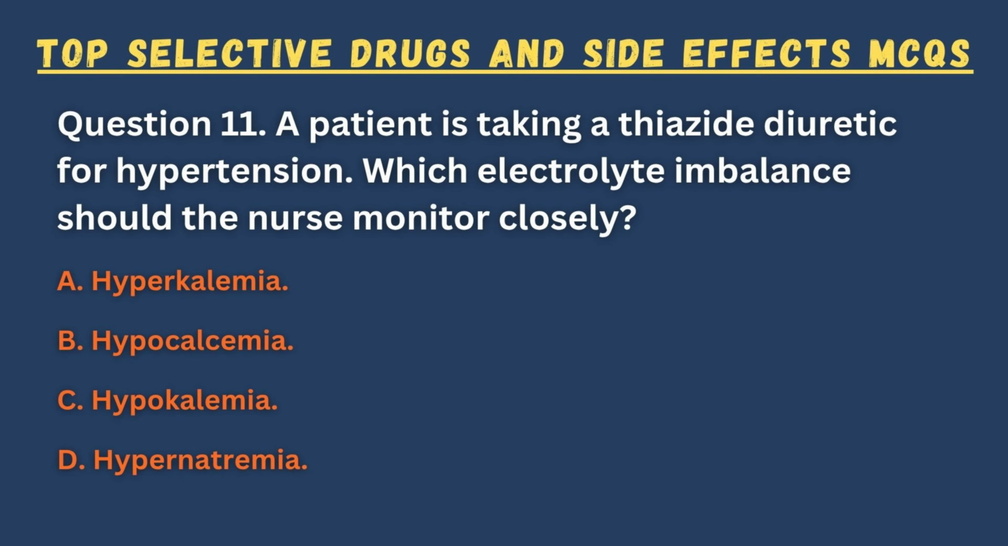Question 11. A patient is taking a thiazide diuretic for hypertension. Which electrolyte imbalance should the nurse monitor closely? A. Hyperkalemia. B. Hypocalcemia. C. Hypokalemia. D. Hypernatremia.